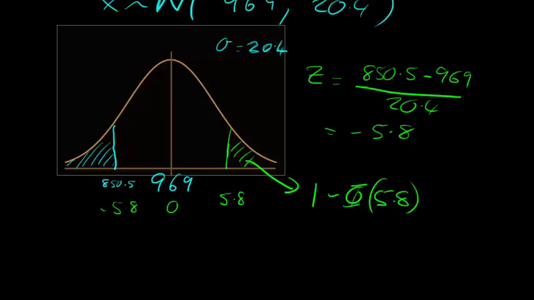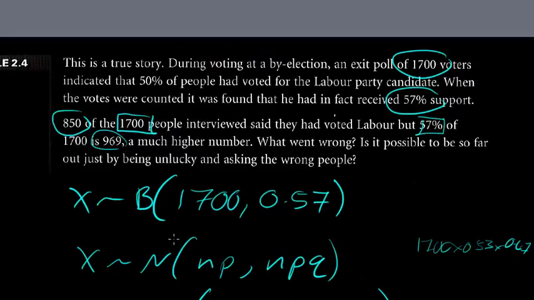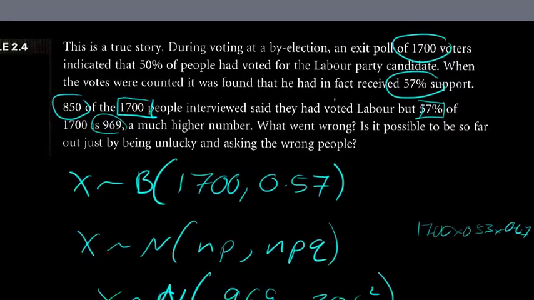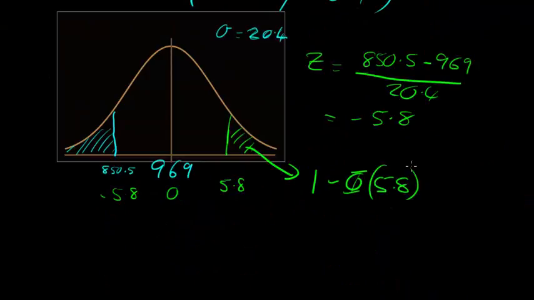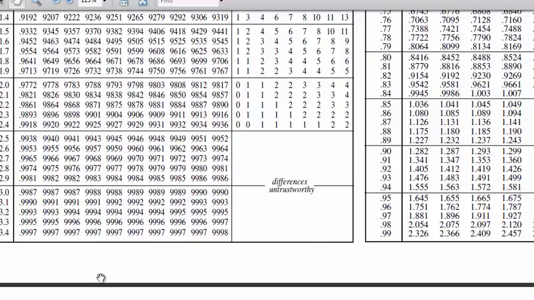It's much more likely that there's some other explanation. So, voting at a by-election, an exit poll of 1,700 voters indicated that 50% of people had voted for the Labour Party candidate, when the votes were counted, in fact, it was 57%. So, I don't know, they might have been polling outside a Tory section. There's just some other explanation. The chance of it actually being correct, well, we can't have those values. And like I said, if you look in the formula book, well, 3.4, 4 standard deviations, 5 standard deviations, it's just going to be minute.